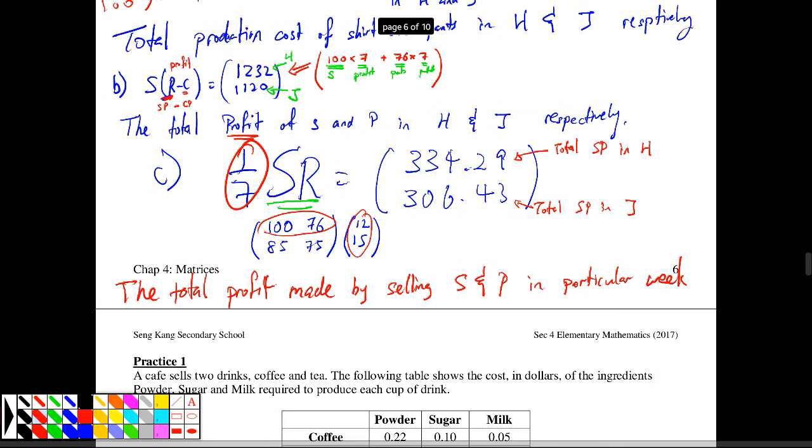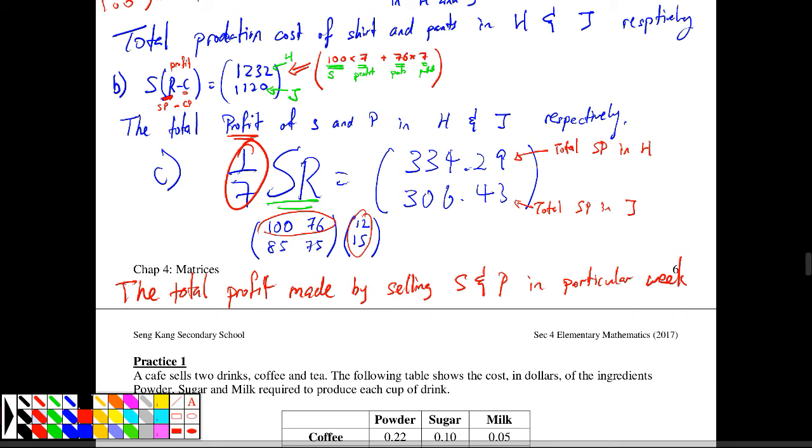Now, the actual way for you to learn how to write is having you write, and after that interpret your own answer. Let's start. If I want the total profit made by selling shirt and pants in a particular week, how many numbers do I expect to see? 2.